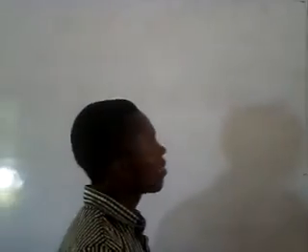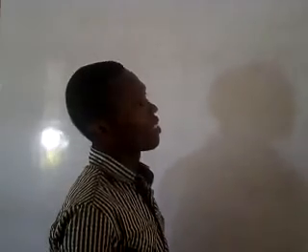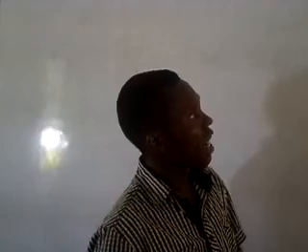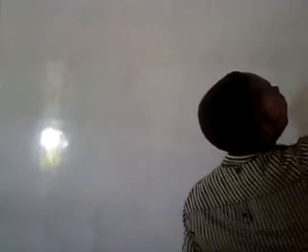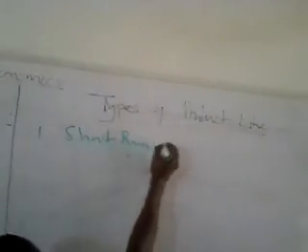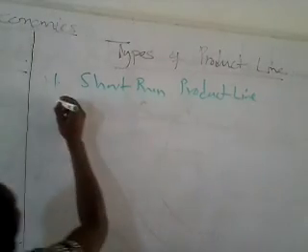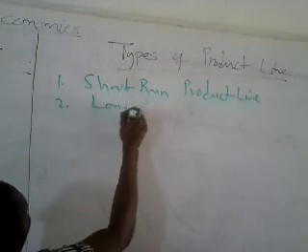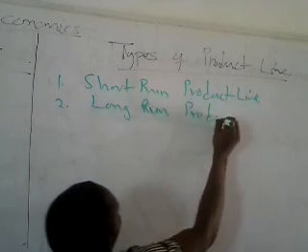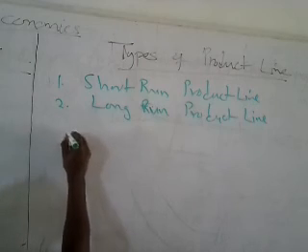Okay. As I said, we have the long run product line curve and then the short run product line. So the two main types of product line are: one, the short run product line, and then the long run product line.